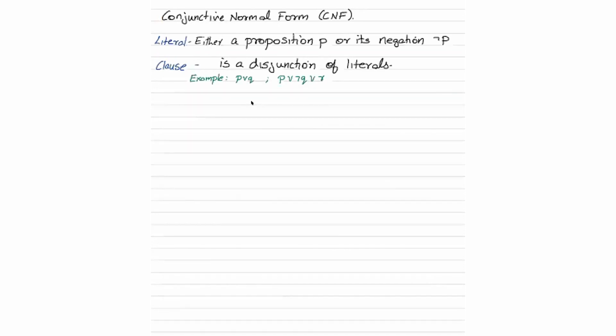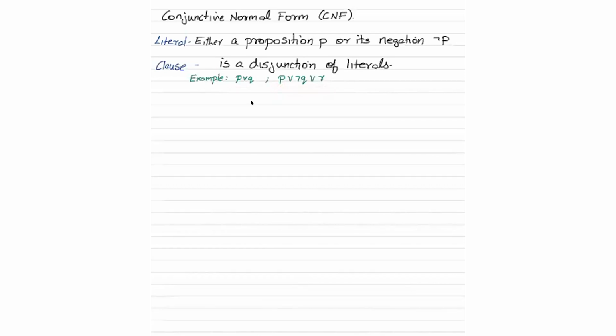The basic building block of a CNF is a literal. A literal can be either a proposition or its negation. You combine literals to form a clause. A clause is a disjunction of literals. For example, P or Q is a clause because P and Q are literals, and it's a disjunction of literals. P or not Q or R is a clause because P, R, and not Q are literals, combined using disjunction.